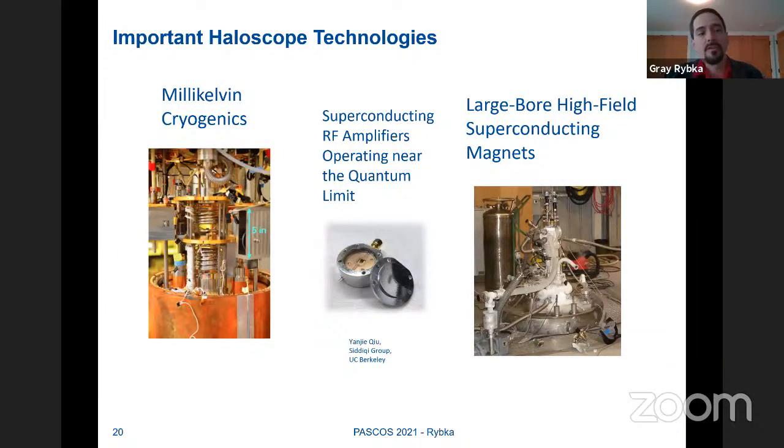Other important technologies: everything is down at millikelvin cryogenics these days to get the noise temperature down. To get the amplifier temperature down, we use superconducting RF amplifiers. They operate near the quantum limit. And then large bore, high field superconducting magnets are critical for an axion experiment.